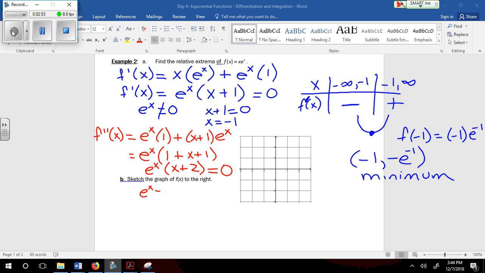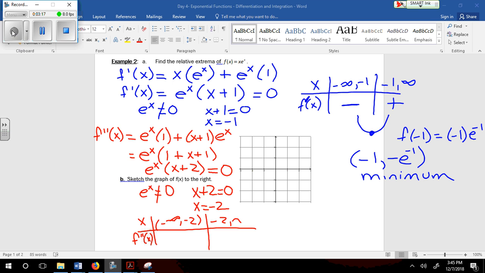So e to the x, when we set that equal to 0, it'll never equal 0, so no critical points there. And then x plus 2 equals 0, we get x equals -2. So we do another chart. This time we're going to do it for our second derivative. We're going to go from -infinity to -2, and then from -2 to infinity. If I pick a point on that interval and plug it into my second derivative, I get a negative number, so that means it's going to be concave down. I pick a point from -2 to infinity, I get a positive number, so it's going to be concave up.